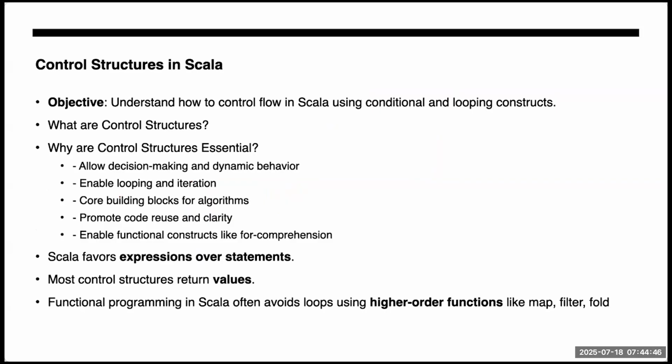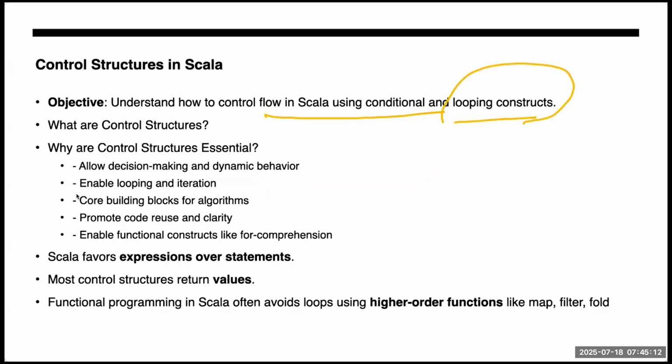Now we have control structures. Control structure means for loop, while loop. Those we call control structures. We will look at how it is flowing and look at the looping examples.